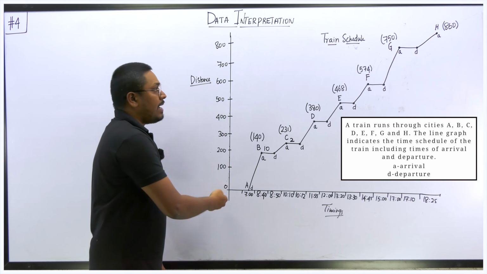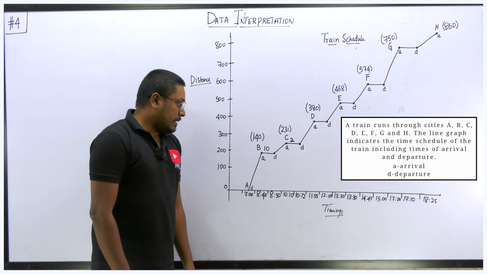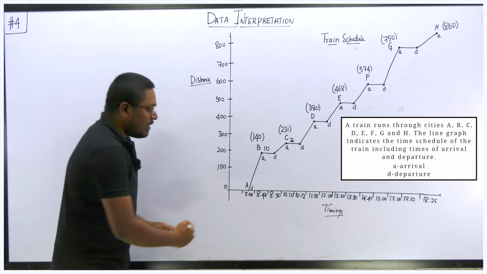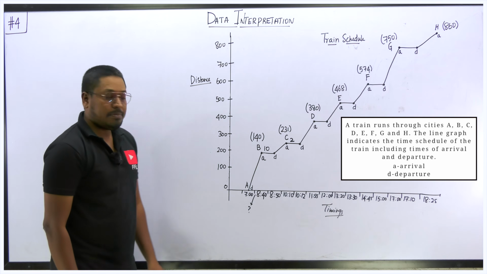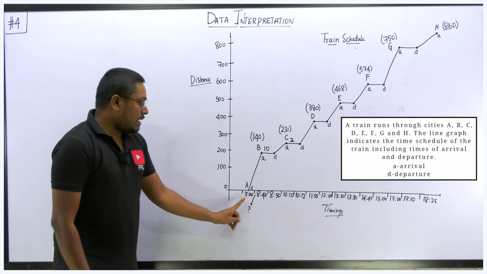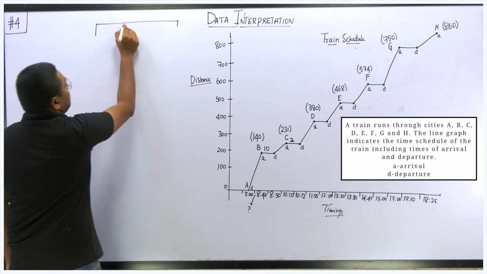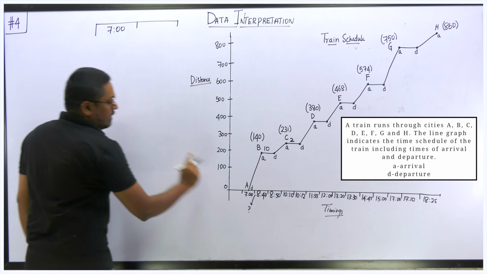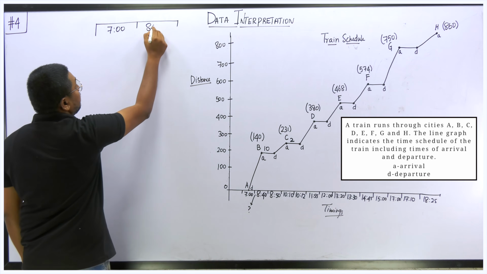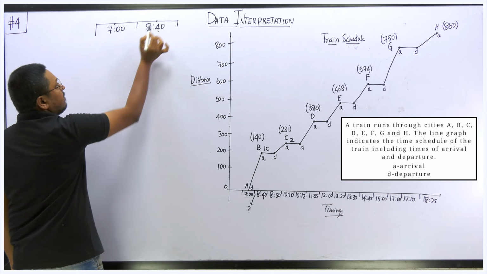So from A to H, the total is 860 kilometers. And you have to remember one thing. Can you find the value of this small line? Because this will be 7 o'clock. That is also important here. Just listen here. They have given this point as 7, and this point will be 8:40. This point will be 7, and this point will be 8:40.